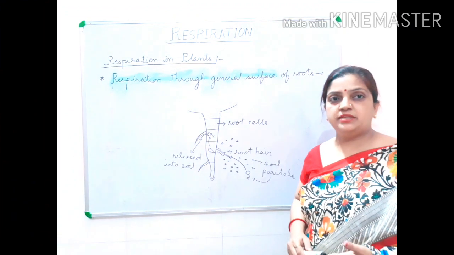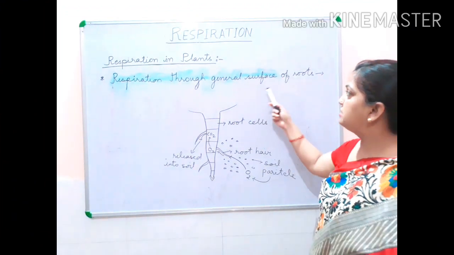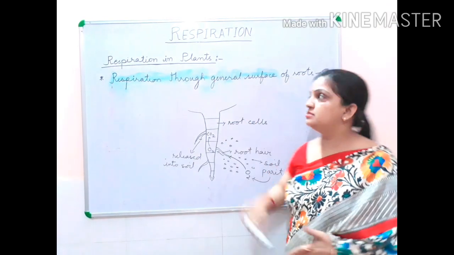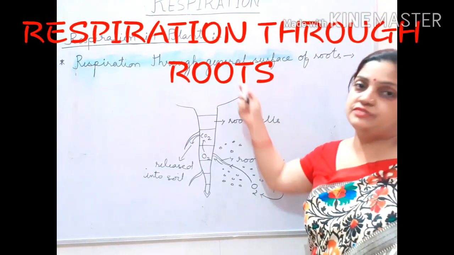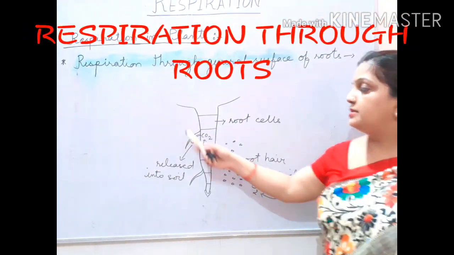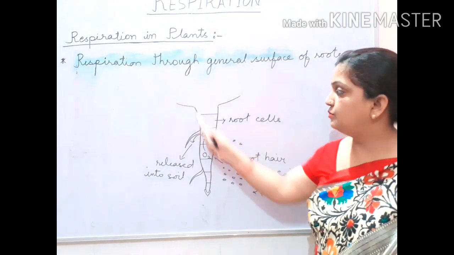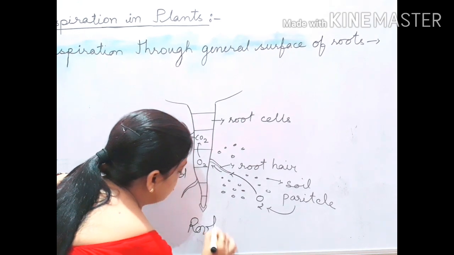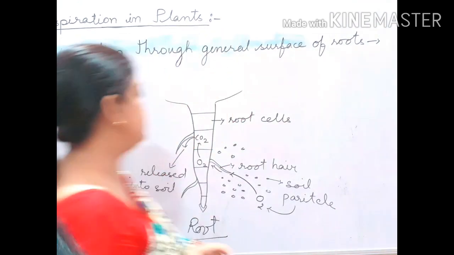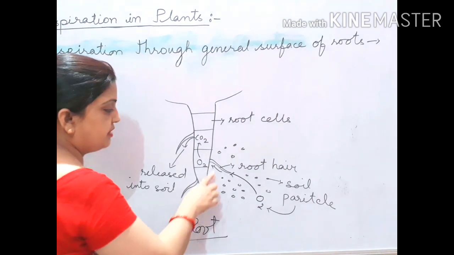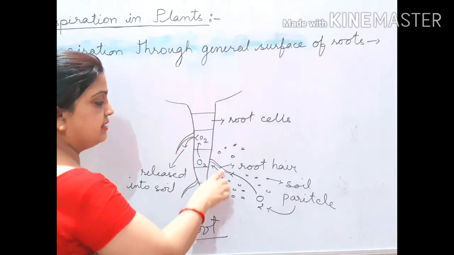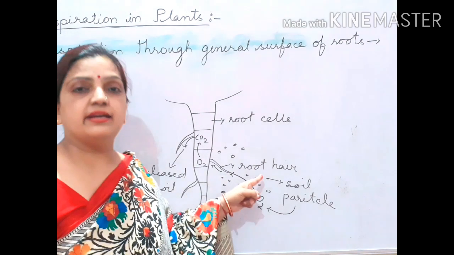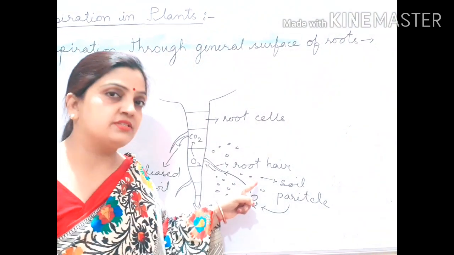After completing stomata and lenticel, we are on the last part of respiration: how in plants the exchange of gases takes place through roots. You can see that I have drawn a diagram over here, a simple taproot structure. In this taproot you can see very fine hair-like structures, called root hair. Root hair is a unicellular, single cell structure.